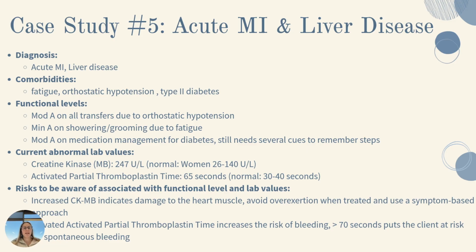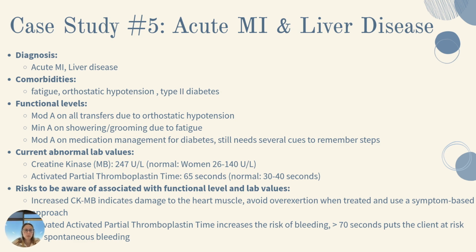Okay, so for the next case, this patient had an acute MI and they also have liver disease. Their comorbidities are fatigue, orthostatic hypotension, and type 2 diabetes. Their functional levels right now are mod assistance on all transfers due to the orthostatic hypotension, and they just need a little extra help making sure they don't pass out with that. And then they're min assist on showering and grooming due to their fatigue, and then mod assist on medication management for diabetes, and they still need several cues to remember steps.